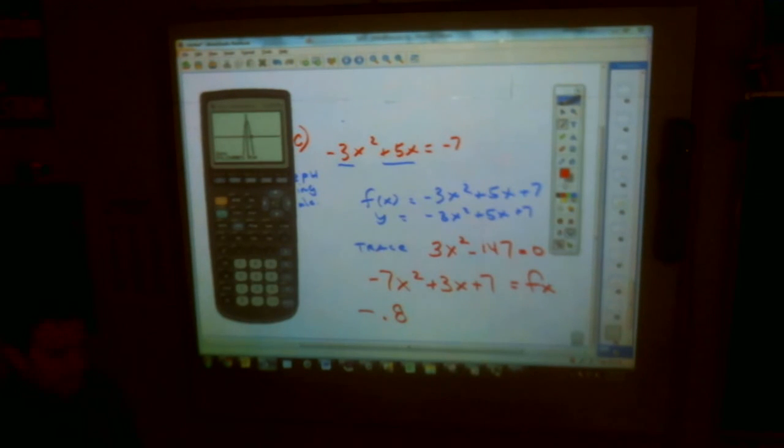Now, if it doesn't come up, go ahead and change your window. Go and change your window to negative 20 left, 20 right, negative 20, negative 20. No, don't change the ones, just leave the ones. Just change how wide your graph goes. Oh, I see. In the middle. Does it come up?